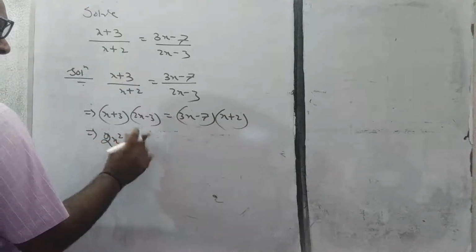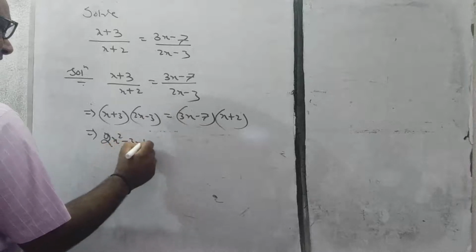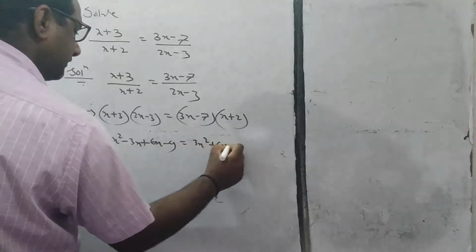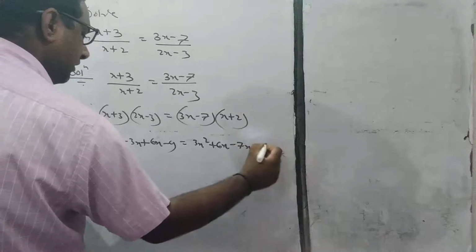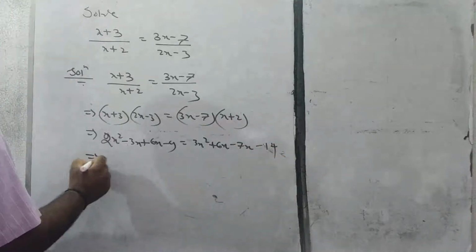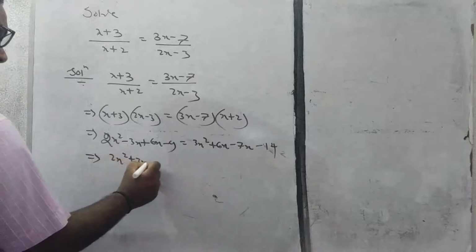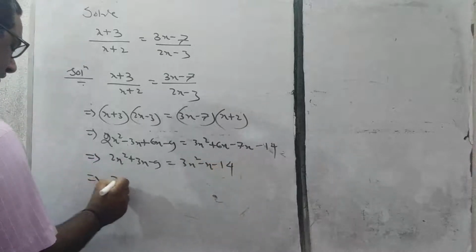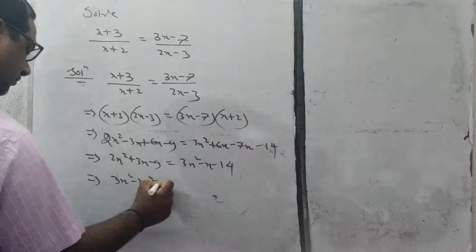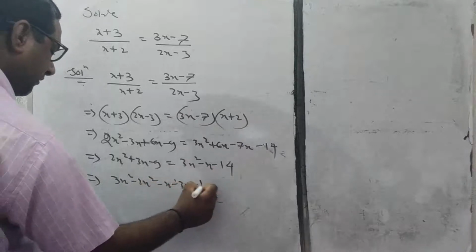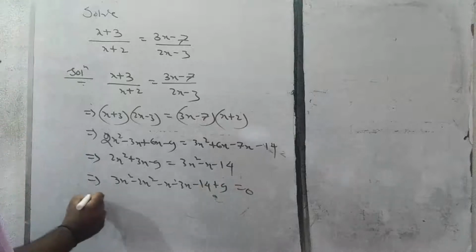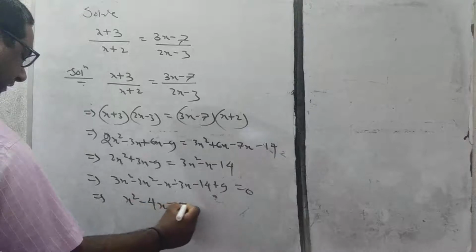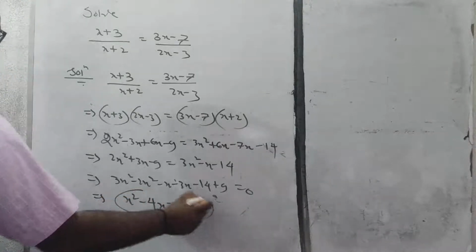So 2x square minus 3x plus 6x minus 9 is equal to 3x square plus 6x minus 7x minus 14. So 2x square plus 3x minus 9 equals 3x square minus x minus 14, or 3x square minus 2x square minus x minus 3x minus 14 plus 9 is equal to 0, or x square minus 4x minus 5 is equal to 0. This is a quadratic equation.